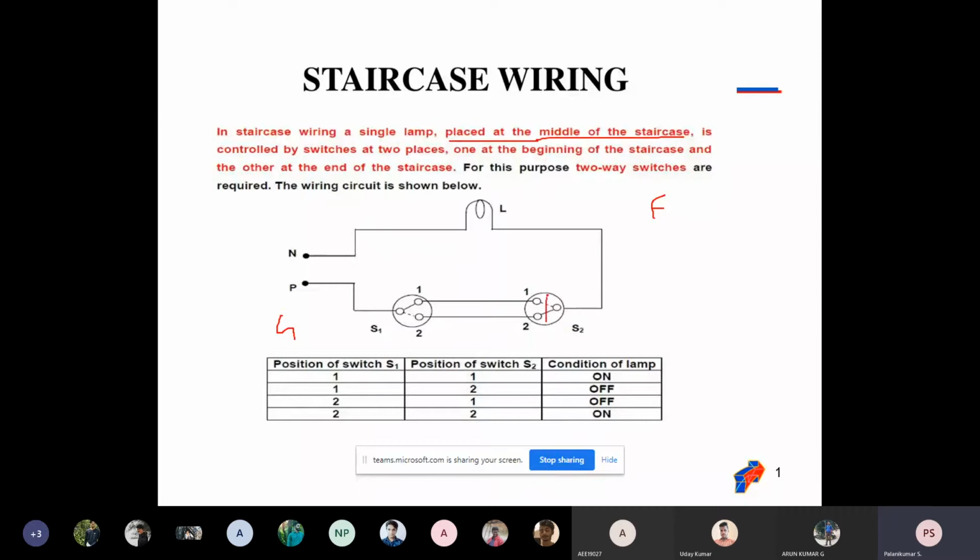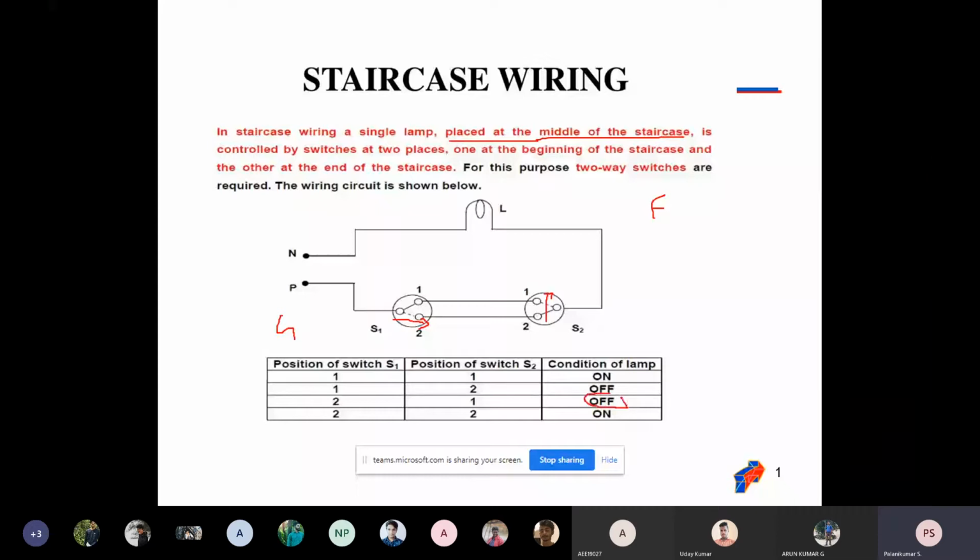Automatically, he will make this 2 to 1. Already one person came. So when he returns back, he will make it 2 to 1. Now it is in the 2 position. When he goes off, he will make it 2 to 1. So once again the lamp is in the opposite direction. Now it is in 1, whereas the first one is in 2. That is why it is in the off condition.